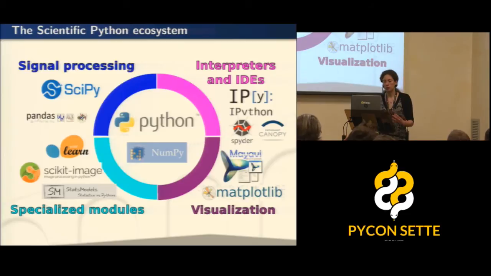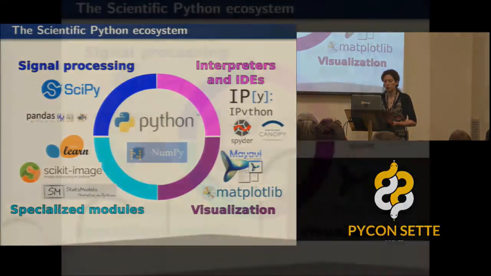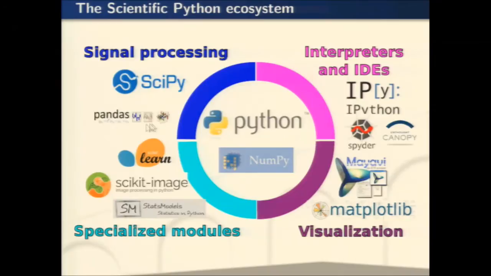And on top of these two very important tools, there is a large variety of other tools that have grown on this foundation. You have, for example, all the different signal processing modules that are very important in science. You have more specialized modules. For example, I'll be talking about Scikit-Image, which is for image processing. You have visualization tools for 2D, for 3D, and you also have tools that you're using to interact with your code, like interpreters, IDEs.